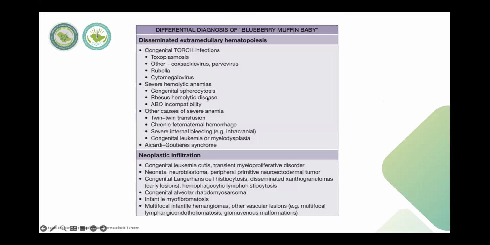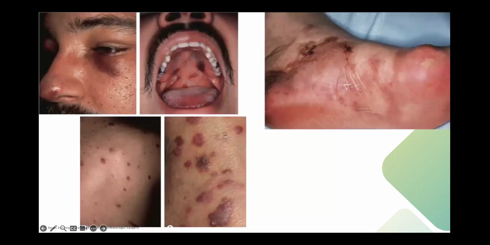So these are the causes of blueberry muffin. As we can see, the most important thing is the congenital TORCH infections, but also neoplastic infiltration. So just to know what the cause is. It's basically extramedullary hematopoiesis, and that's the most important cause.